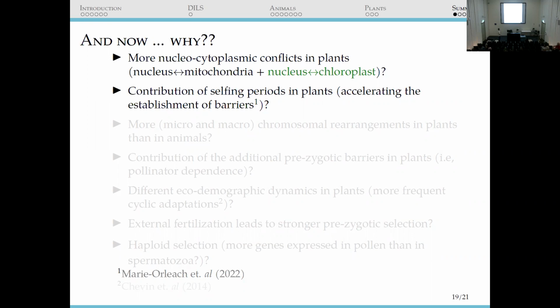So this can be tested simply by doing the same work, doing the sigmoid between divergence and GFO, but between selfers and outcrossers. One project.